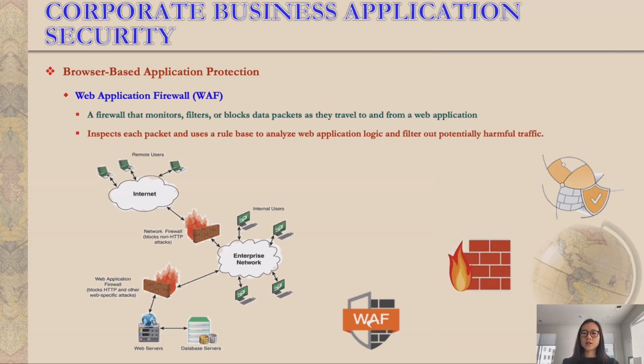We'll learn about firewalls in more detail in Chapter 12. As shown here in this figure, a web application firewall is placed logically between an application and the end users, such that all traffic to and from the application goes through the web application firewall.